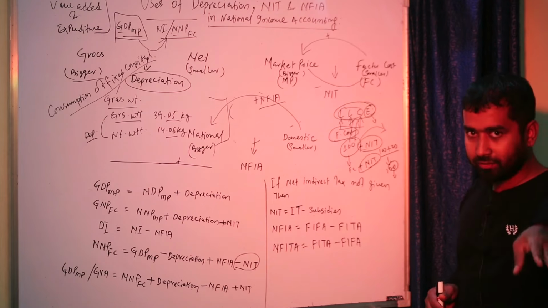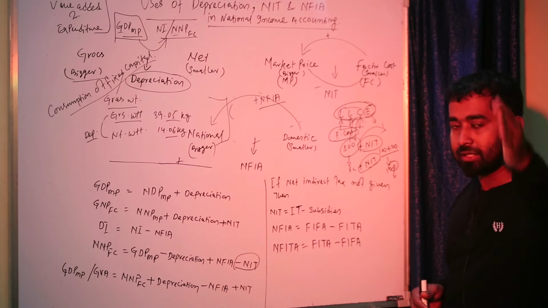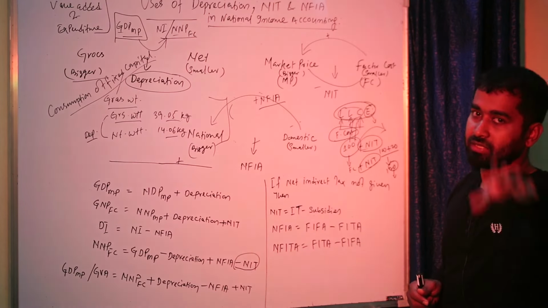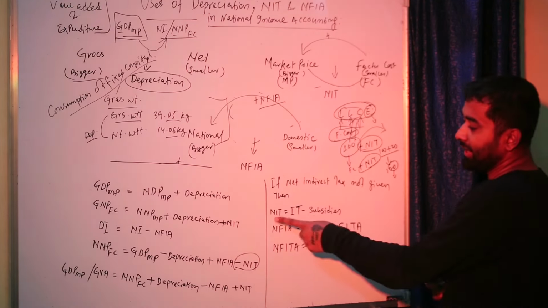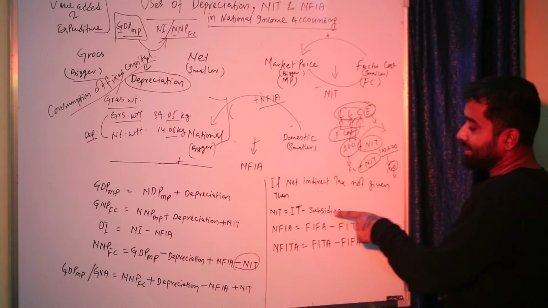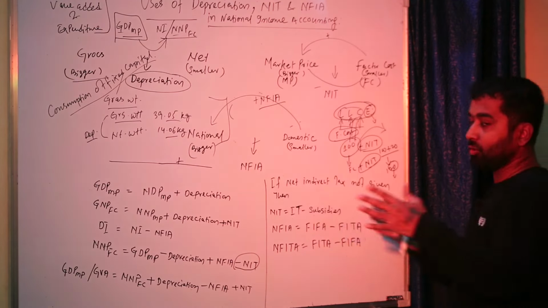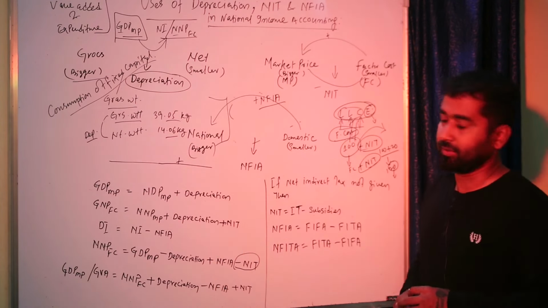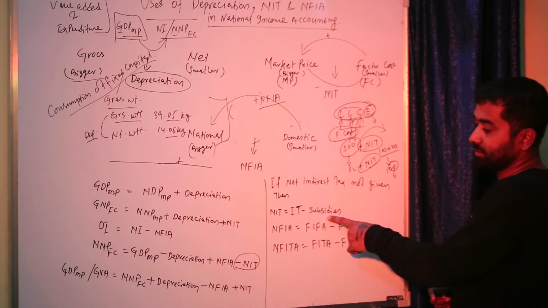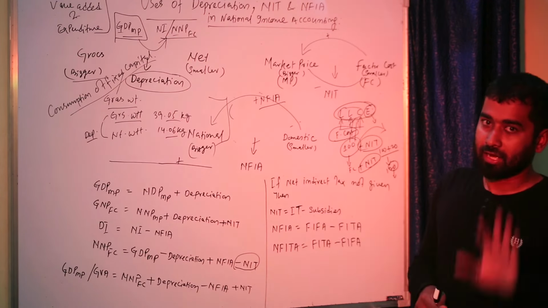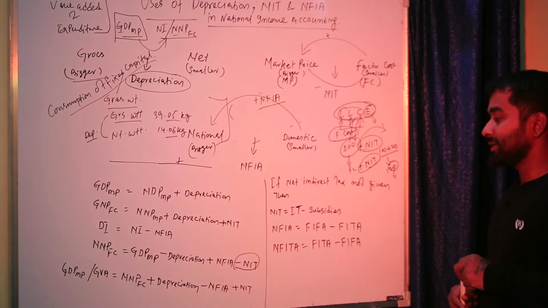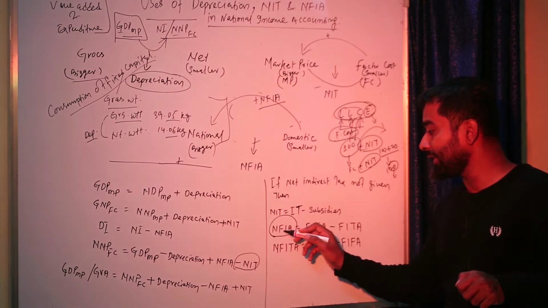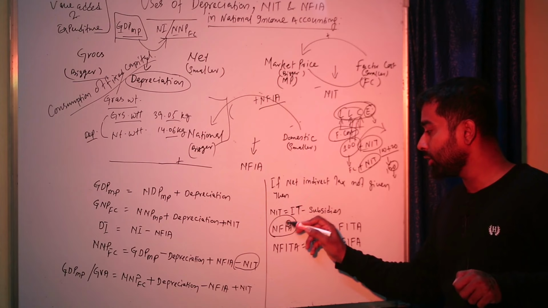If net indirect tax is not given, you would be given indirect tax and subsidies. In that case, NIT equals IT minus subsidies. You can calculate this separately and then add it as NIT. So IT minus subsidies is nothing but the NIT. I hope that's clear.